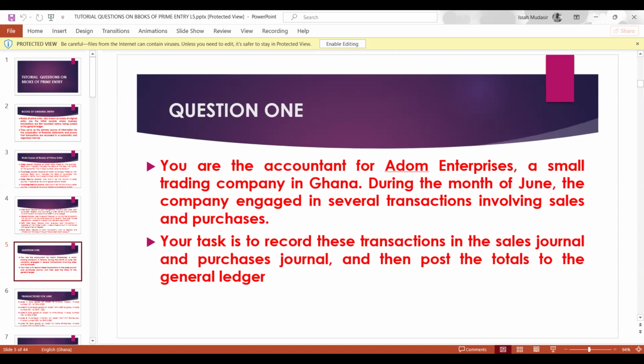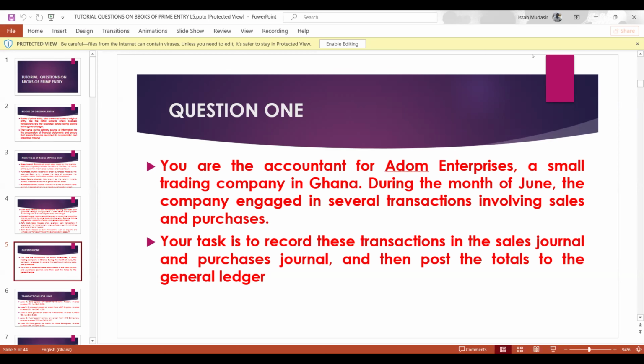Are we okay? Now, the question says that you are the accountant for Adom Enterprise. Adom Enterprise, a small trading company in Ghana. Buying and selling. Commercial entity, commercial organization. During the month of June, the company engaged in several transactions involving sales and purchases.